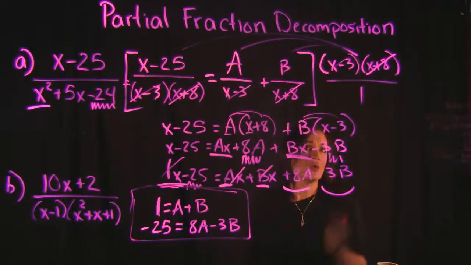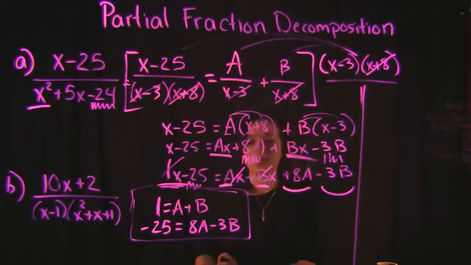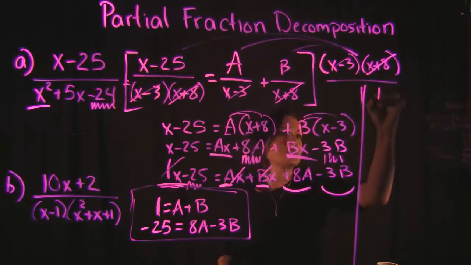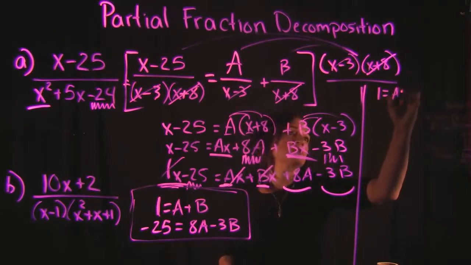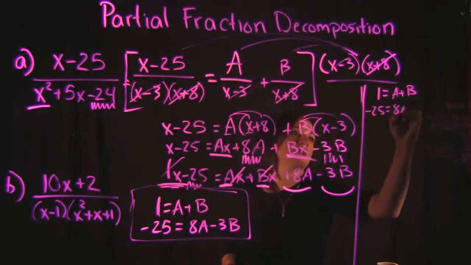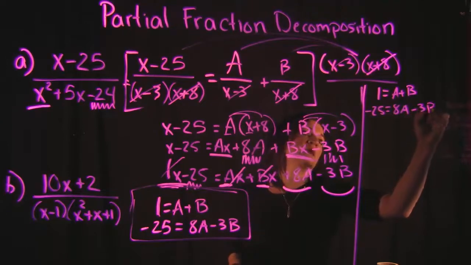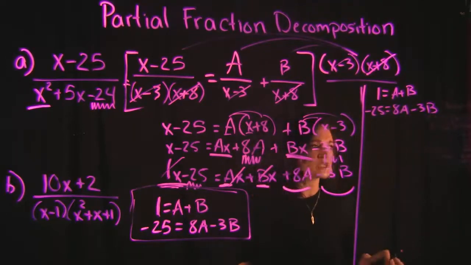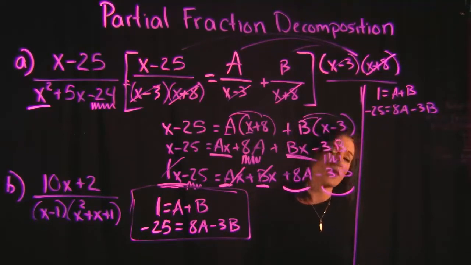Okay, let me use the space over here. We're going to solve this system of equations. 1 is equal to a plus b. Negative 25 is equal to 8a minus 3b. I'm going to use the elimination method in order to solve this. The elimination method is where you add both of your equations together in the hopes of canceling one of your variables out.